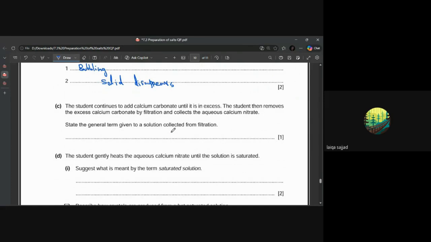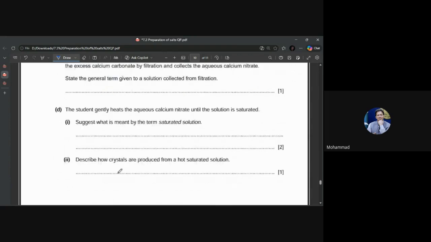The student continues to add calcium carbonate until it is in excess. The student then removes the excess calcium carbonate by filtration and collects the aqueous calcium nitrate. State the general term given to a solution collected from filtration. What do we call that solution that we get after the filtration? Filtrate. Very good, it's filtrate.